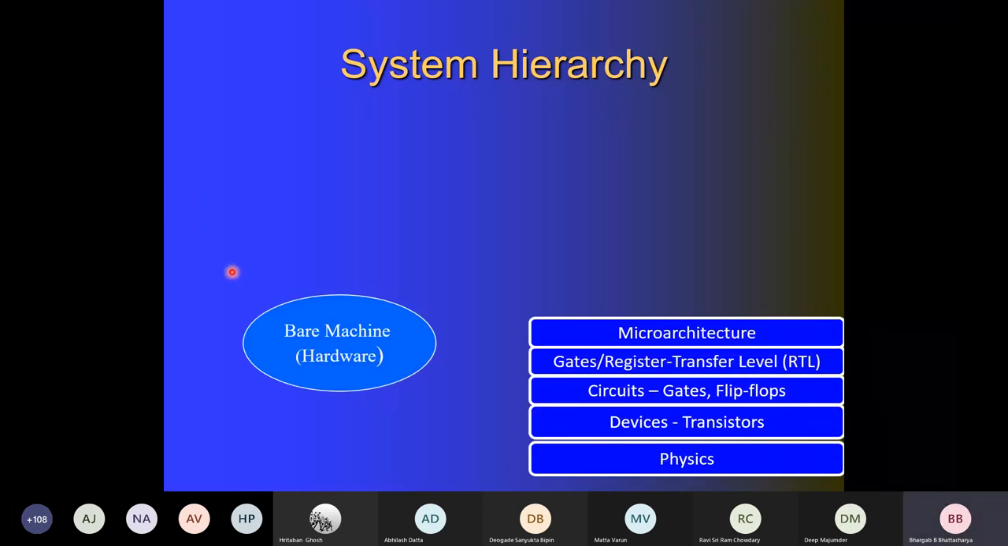So let us look into the overall system hierarchy once again. On the left, you see the bare machine or the hardware. This is a collection of gates, as we said, right? So it is circuits, gates, and flip-flops. But beyond that, you have the transistors, and beyond that, you have physics essentially, how the transistors behave and so on. You may not need to study all of them, but this shows the overall hierarchy from bottom up. So from physics to transistors to gates to register transfer level. That means now we have different kinds of registers, and instead of talking in terms of gates and flip-flops, we can talk in terms of registers.